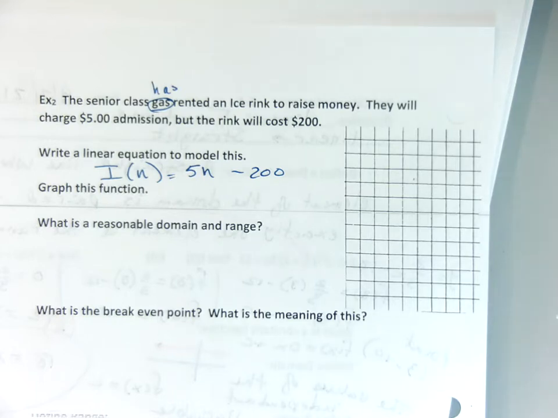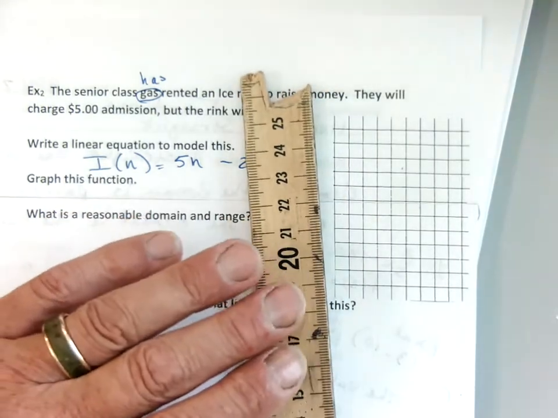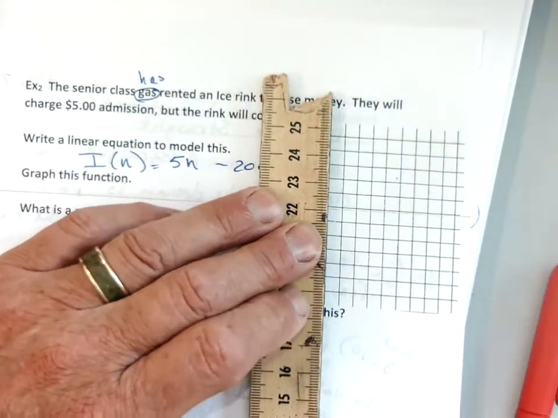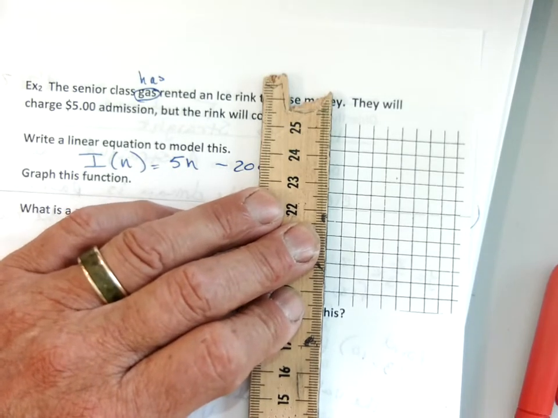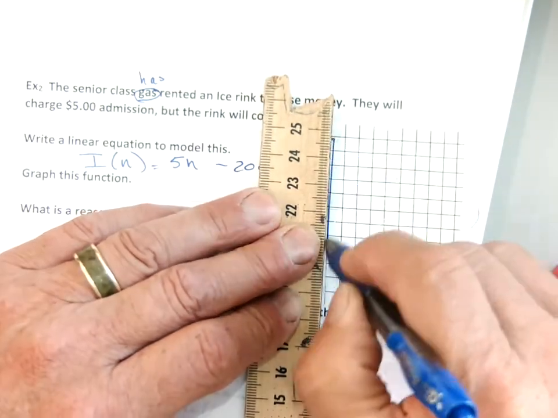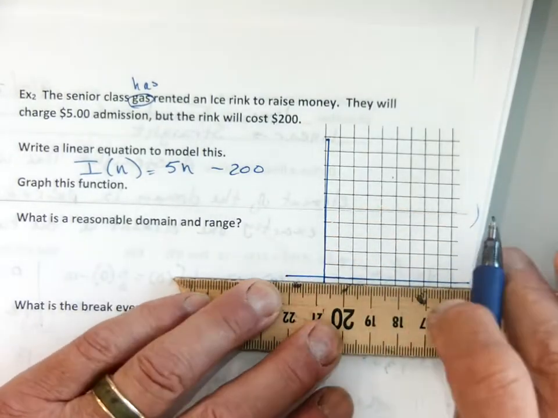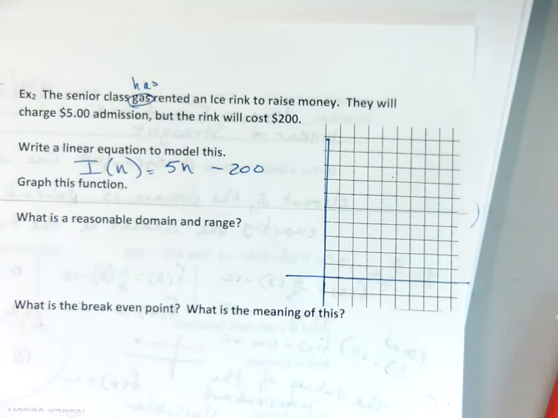Okay, so let's go ahead and see if we can graph this. I totally agree with you, Kai. Let's see, I'm going to try and graph this. Let's make my XY axis here. Okay. How many kids are going to come to our ice rink? What do you guys think?